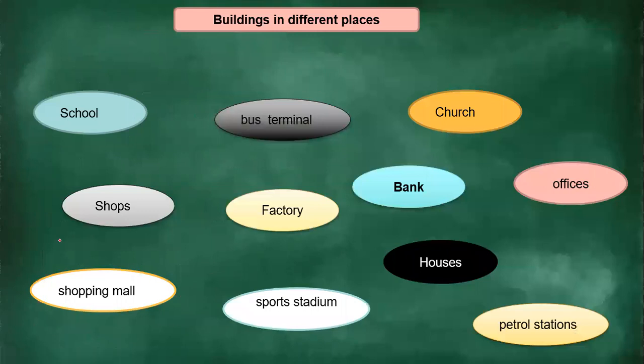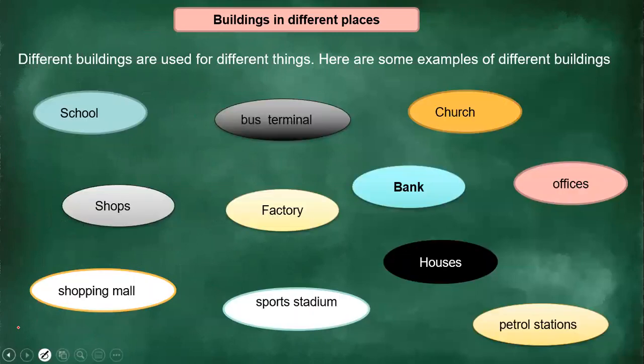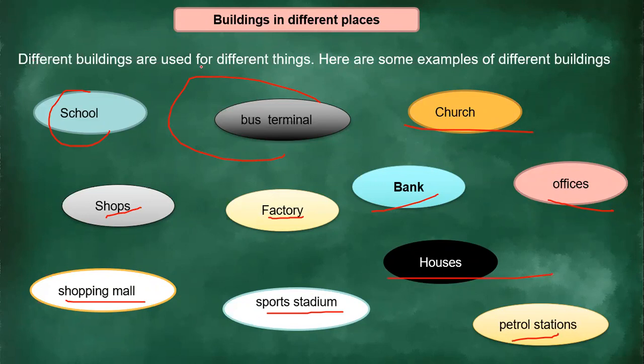Okay, here we go. Buildings in different places. Different buildings are used for different things. There are some examples of different buildings. We have a school, a bus terminal, a church, office, bank, factory, shop, shopping mall, a sports stadium, petrol station, and a house. Different buildings are used for different purposes. So all these buildings here are being used for different purposes.